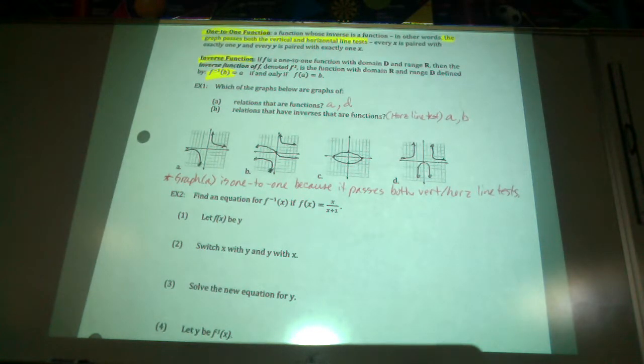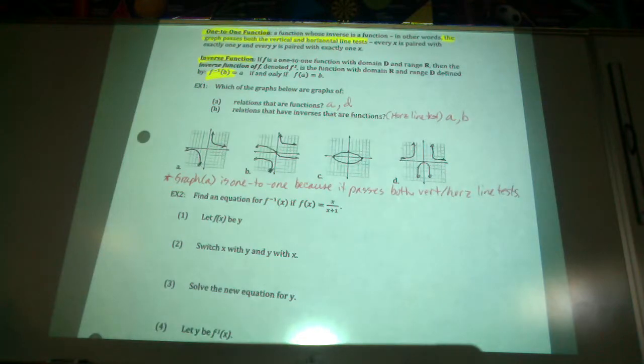Does that help to make more sense of this? Graphically, I'm just looking at vertical and horizontal line tests to determine if the inverse of a graph is a function. Every relation has an inverse, and if a graph is one-to-one, meaning that both the graph and its inverse are functions, it passes the vertical and horizontal line test. Now we can also do it algebraically, which we'll get through here in a minute.